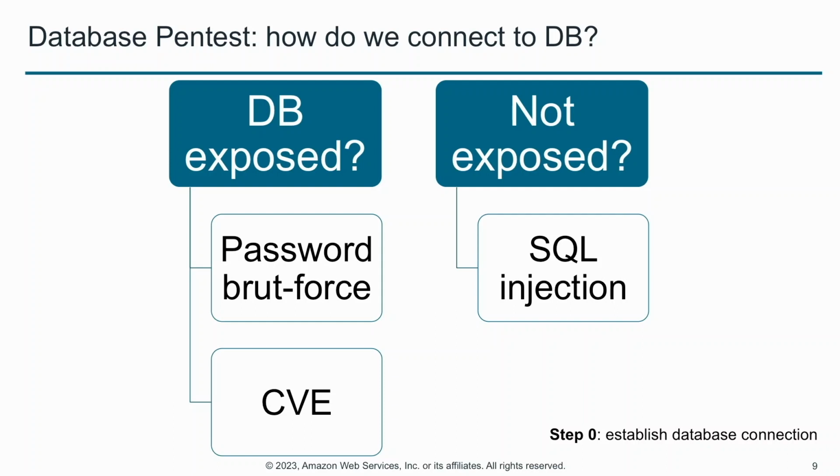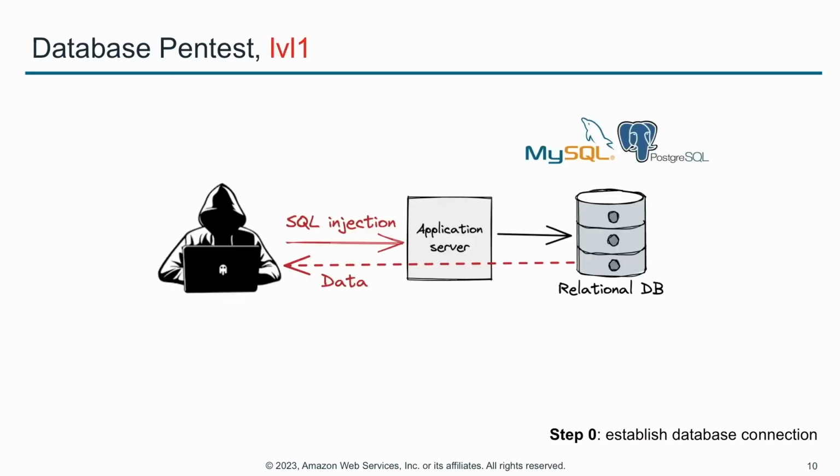The first option is if the database is exposed to the internet. If the database is exposed, we can try to do a brute force attack, or we can find a CVE that will allow an unprivileged connection to the database. Actually, that happened before. If it's not exposed, then we can go through SQL injection. So for the purposes of this exercise, for this assignment, we will be trying to connect to the database through the application server, through SQL injection.